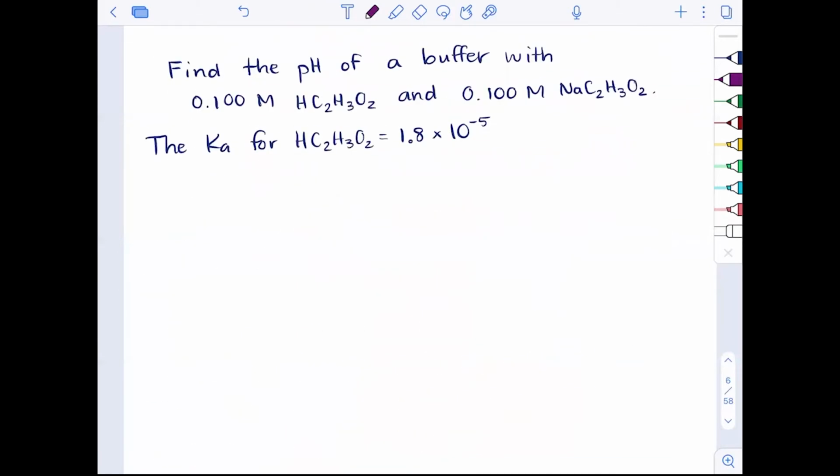So let's start with an ice table. Find the pH of a buffer with 0.1 molar acetic acid, HC2H3O2, and 0.1 molar sodium acetate, NaC2H3O2. And there's the Ka. That Ka will be important to note because that tells you the reaction.